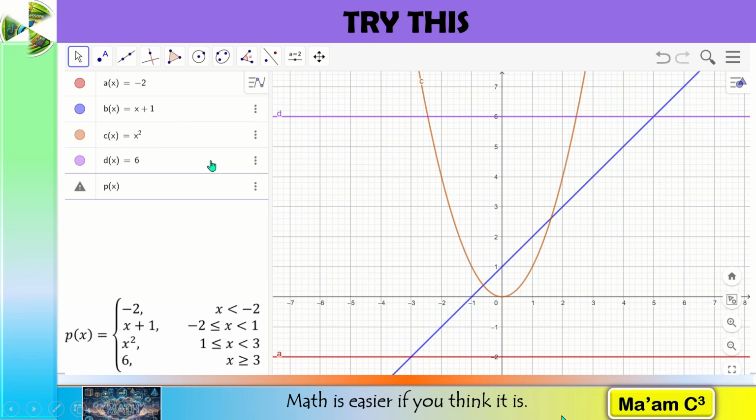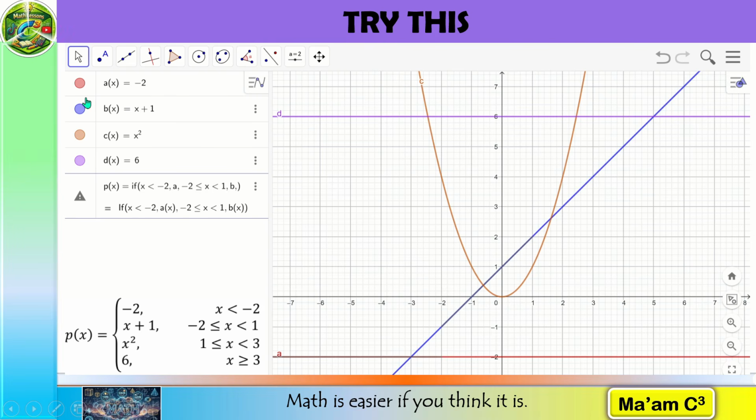P of x equals if, just continue with an open parenthesis. The first condition is x less than negative 2. And we use this condition for A of x. So I'll type in A, and then comma. The second condition, I'll type it as is, negative 2 less than, followed by equal sign. It will convert into less than or equal. And then x, another less than, and then 1, comma. And we use this condition for B of x. I'll type in B, comma.